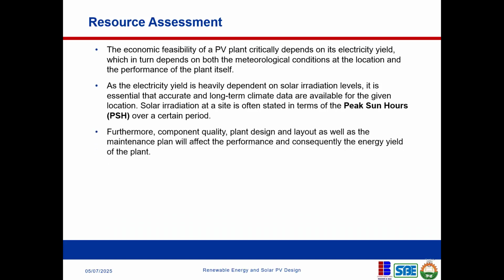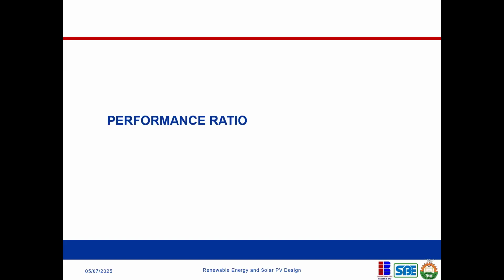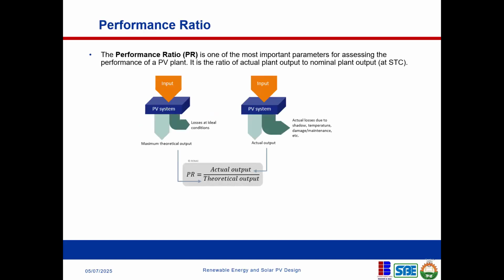Furthermore, component quality, plant design and layout, as well as the maintenance plan, will affect the performance and consequently the energy yield of the plant. So let us look at performance ratio. What is performance ratio? Remember when I told you that if a solar PV is rated, for example, 300 watts, that 300 watts peak is at a standard test condition, right? That is a factory label at standard test condition.